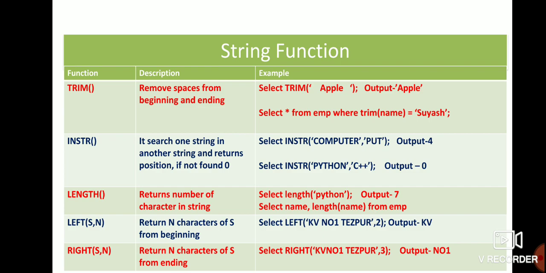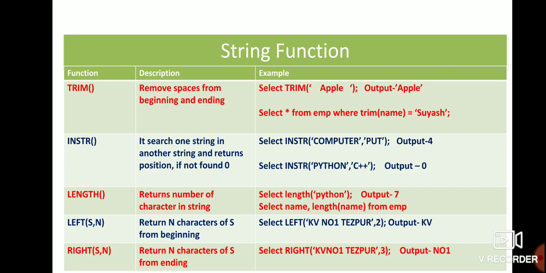First one is trim. What do you mean by trim? Remove spaces from beginning and ending, like select trim apple. So you can see there is some space before the apple and after the apple also. It will remove the spaces and give the output as only apple. Like select asterisk from employee where trim name. So trim name is what? The name column will be trimmed. In my table only one data is inserted, that's why only Suyash will be returned.